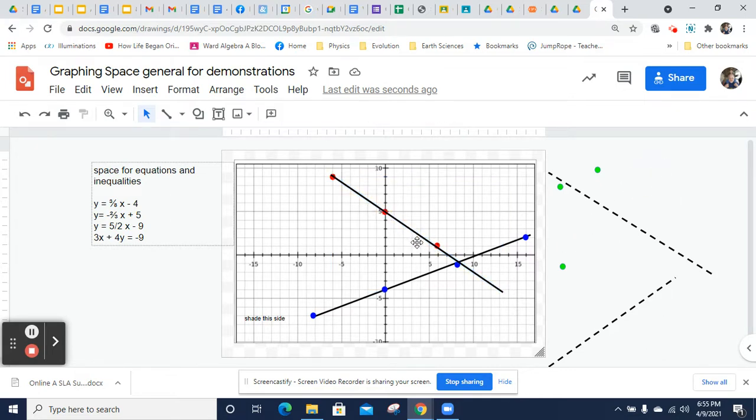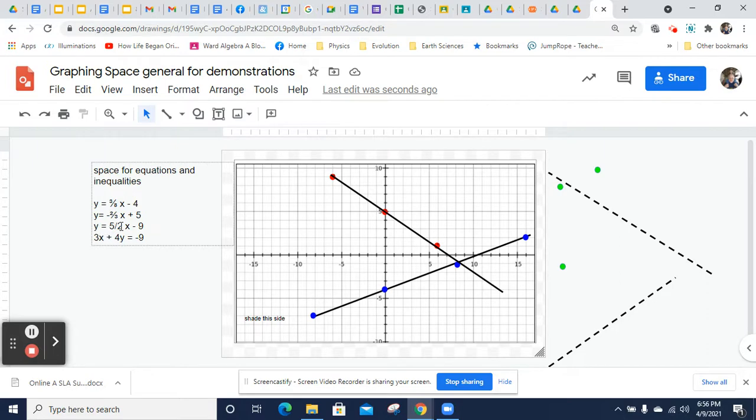Okay. If I'm trying to find the intersection point between these two lines, it seems like it's right about 8, negative 1, by the way, and maybe that's the solution. I would probably want a more precise graphing to be really sure, but it looks pretty good to me. Let's graph the next one.